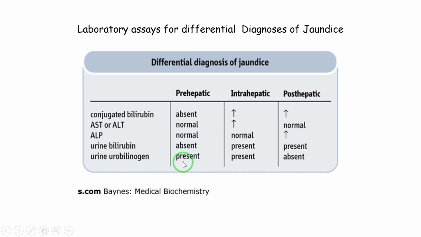The urobilinogen is present in case of prehepatic. It will be present in large amount. Also in case of intrahepatic. But in case of obstruction due to a stone or any other cause, for example, a tumor of the head of the pancreas compressing the common bile duct, preventing bilirubin from passing from the liver to the intestine, then in this condition, if there's complete obstruction, urobilinogen will be absent from the urine.